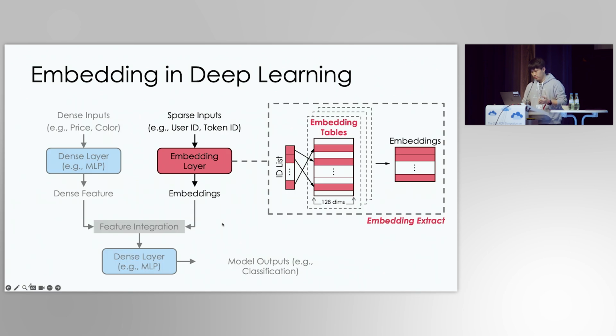In the embedding layer, all possible embedding vectors are organized into a table. The input ID is used as a key to look up the corresponding embedding entries in the table. This process converts low-dimensional discrete IDs into high-dimensional continuous embedding vectors. We call this process of extracting embedding vectors from the table embedding extract.